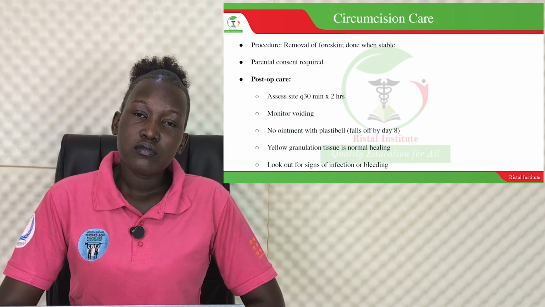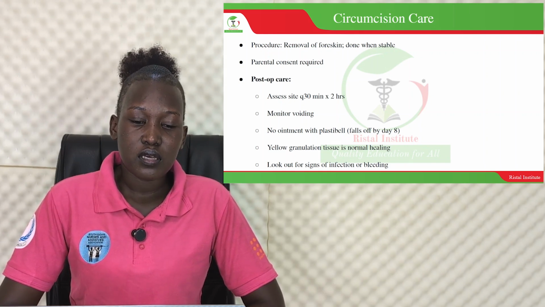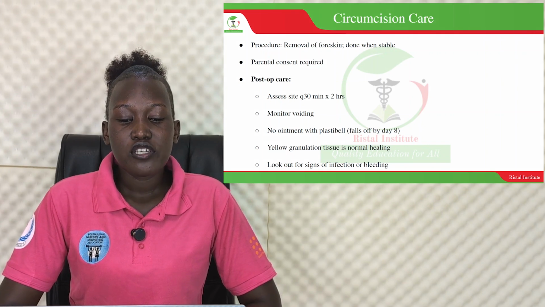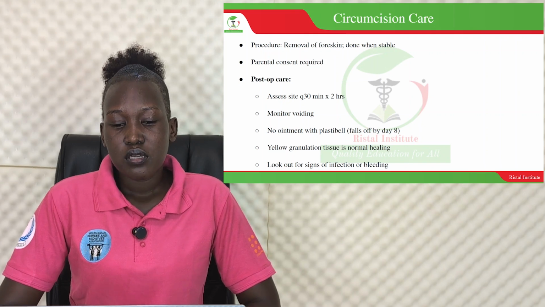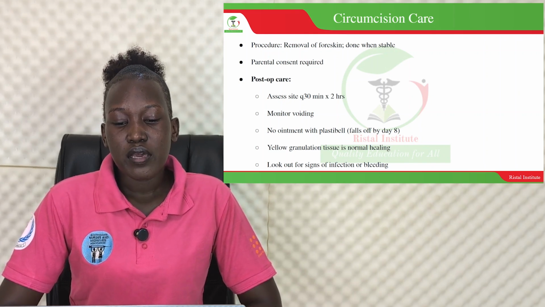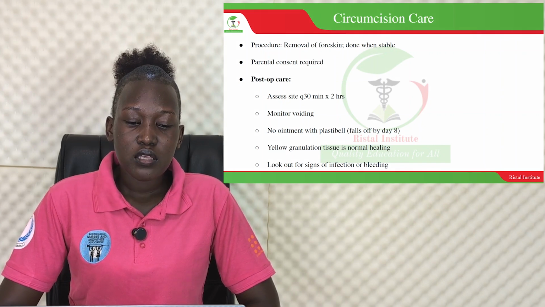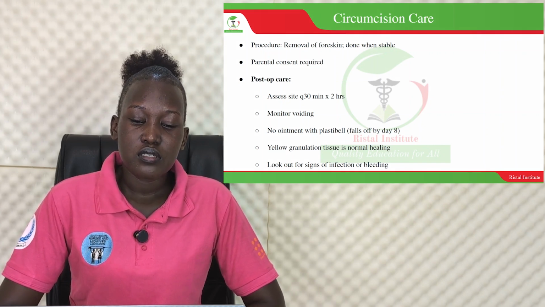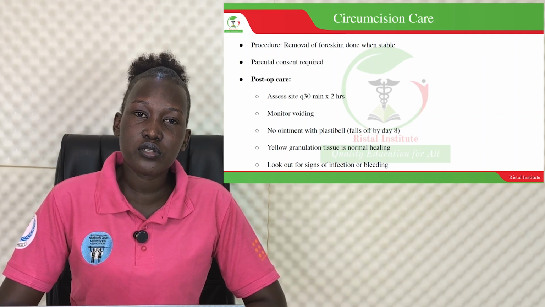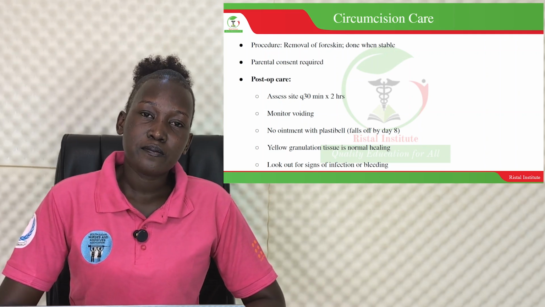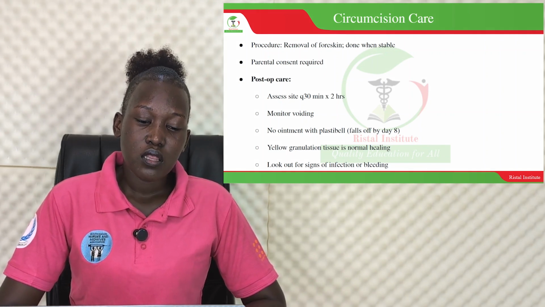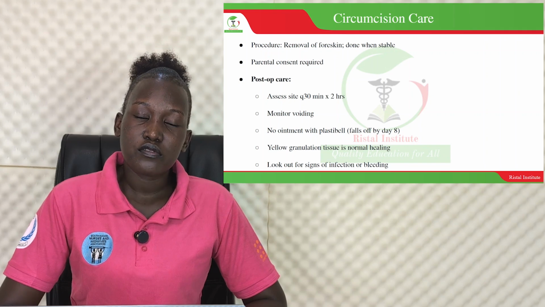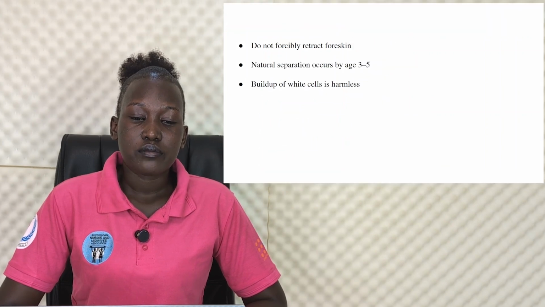Then monitor voiding, monitor how the baby is urinating within that specific time. No ointment should be put on with plastic bells. So it falls off by day 8. Then yellow granulation tissue is normal healing. Most times when you see those yellowish things forming around the part which was circumcised, it's normal. Then look out for signs of infection and bleeding on the circumcised foreskin.